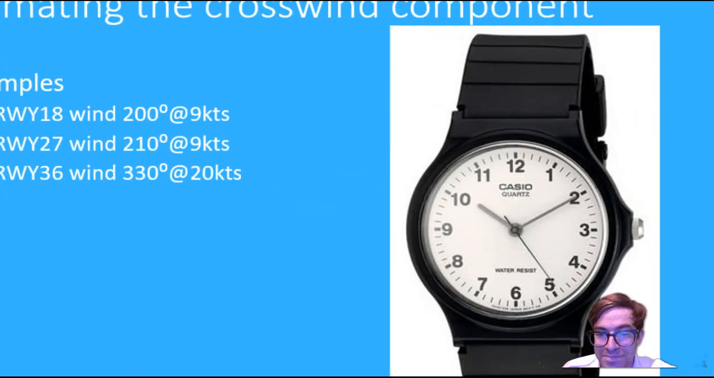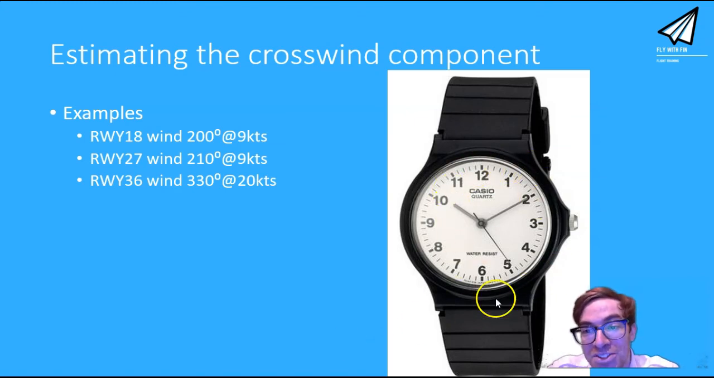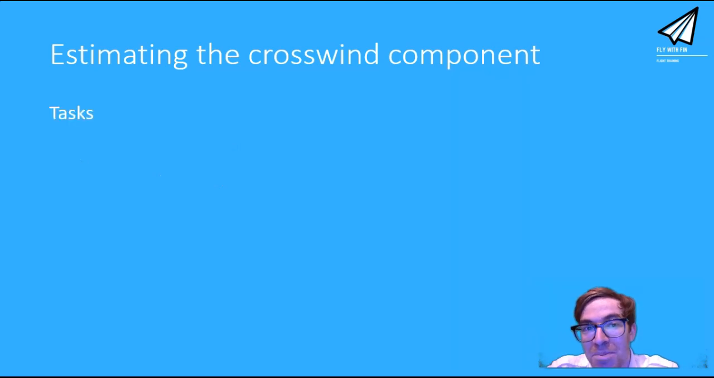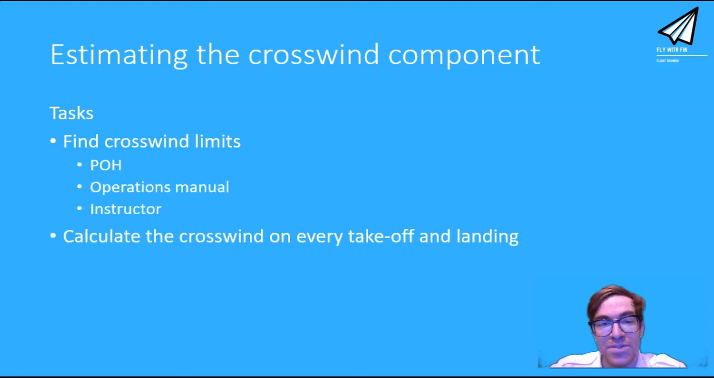Okay, so that is how you can calculate the crosswind component really, really quickly in your head. You don't even need to have a watch on you, because you can quite easily imagine this in front of you. So my challenge to you is to find out the crosswind limits of your plane or your flight school or your company or your airport, and then maybe also your personal limits. Think about what your personal limits are. So when you find your limits, these are the places you might find them. If you're unsure, just ask a flight instructor.